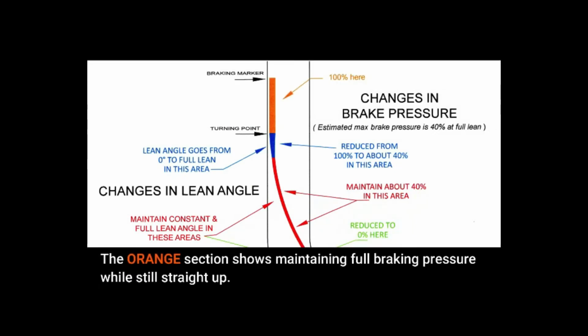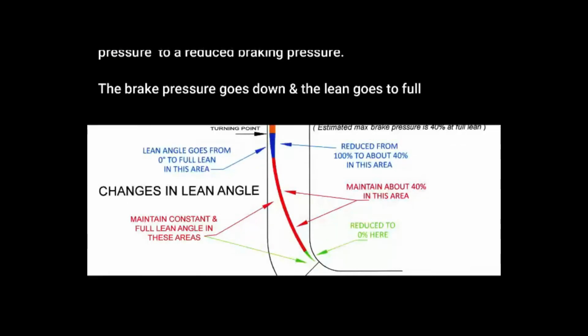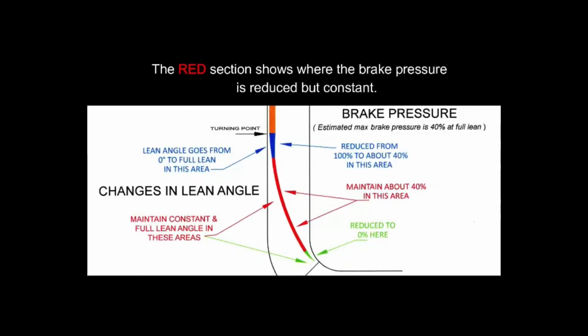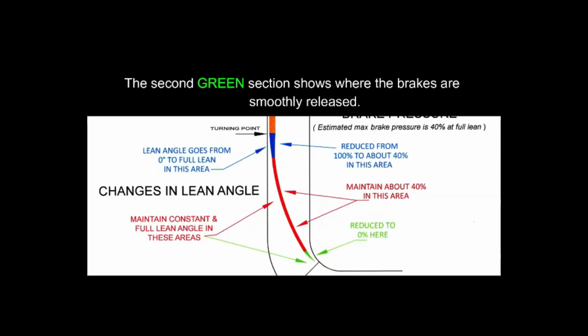To start out, in this diagram, the orange section shows where the rider is maintaining full braking pressure while he's still straight up and doing straight line braking. Now, the blue section shows where the rider will go from full braking pressure to a reduced mid-corner braking pressure. The red section here shows where the braking pressure is reduced but at a constant level. Notice the constant level through most of the entrance of the turn. And finally, the green section shows where the brakes are smoothly released to zero.